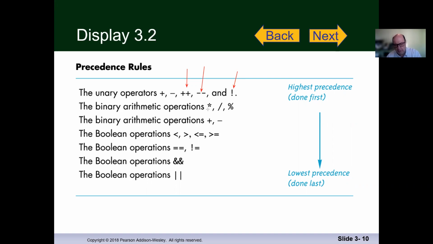And then we have multiplication, division, and percent. Remember, percent is for remainder. Then we have the addition and subtraction for the binary operators. These are the ones that take two operands, so you have two things, and the operator comes between the two things. Then we have less than, greater than, less than or equal, greater than or equal, equal, not equal, and, and or. So you can see the or is going to happen last. If you have an or in your expression, it's going to happen last, after and. So and is going to happen first, then or.